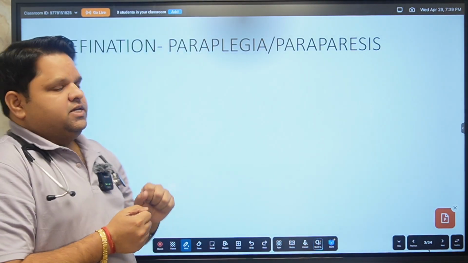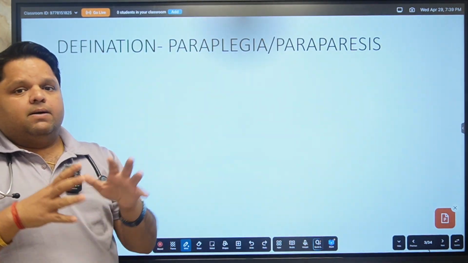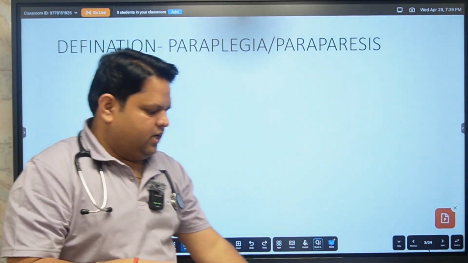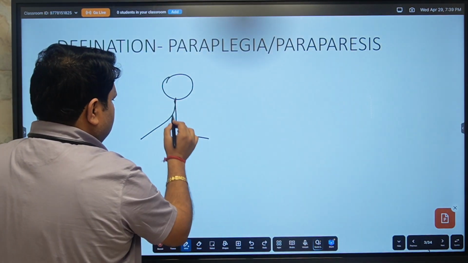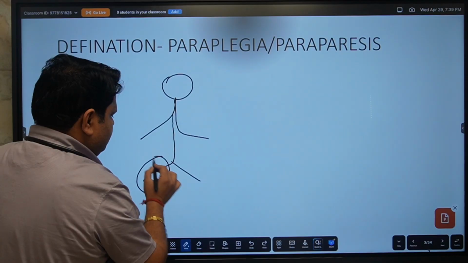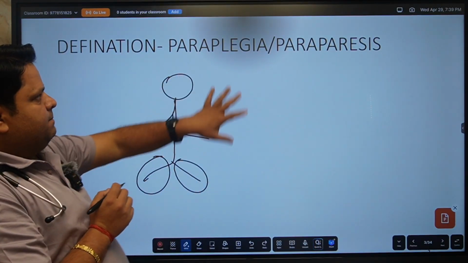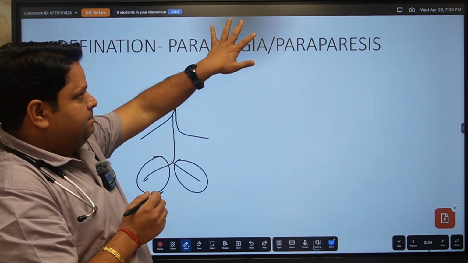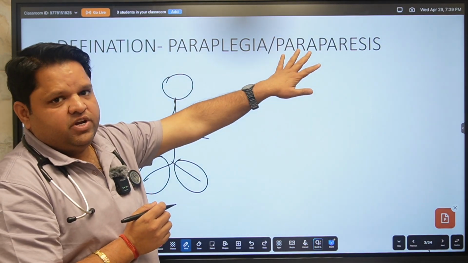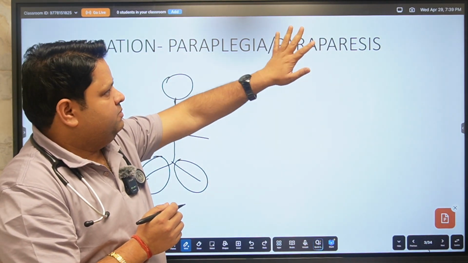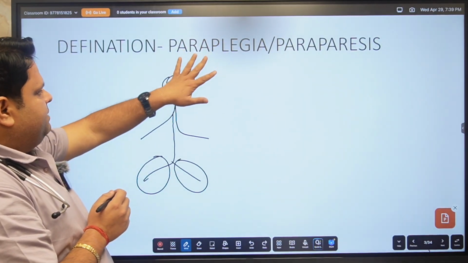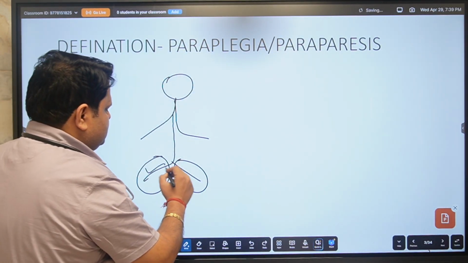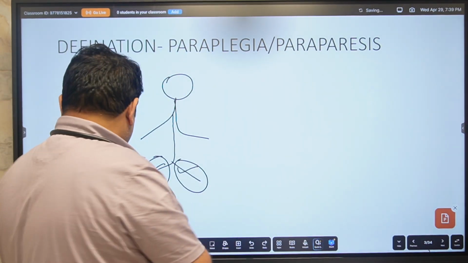So what is paraplegia या paraparesis? Paraplegia is the complete weakness of the both lower limb. So if weakness of the both lower limb is there, if complete weakness is there, then we call as the paraplegia. If partial weakness or incomplete weakness of the both lower limb, then we call it as a paraparesis. So paraplegia and the paraparesis is the weakness of the both lower limb.